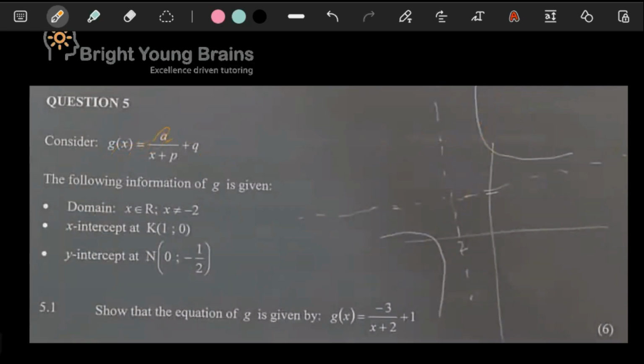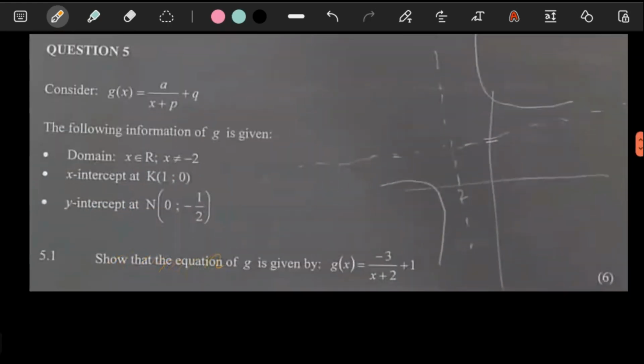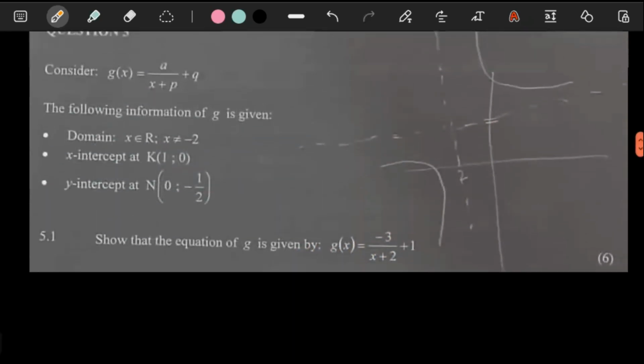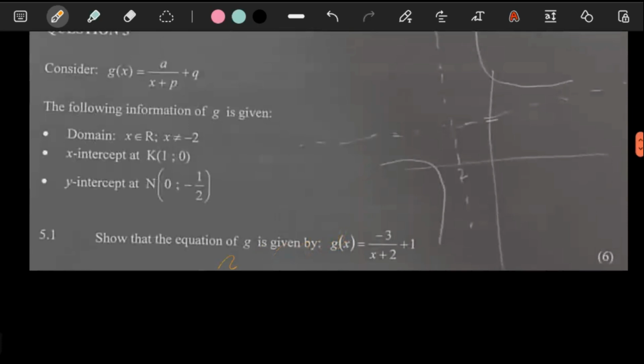G of x, our standard form. The following information of G is given by this. They say the domain x is an element of R, but x is not equal to -1. So this asymptote is correct. And then the x-intercept at k is this coordinate, the y-intercept is this one. And then they said, show that the equation of G is given by this. So if this is a negative, it means that this would be somewhere there, but anyways, we're going to draw it now, it's fine. We'll draw it just for the vibes.